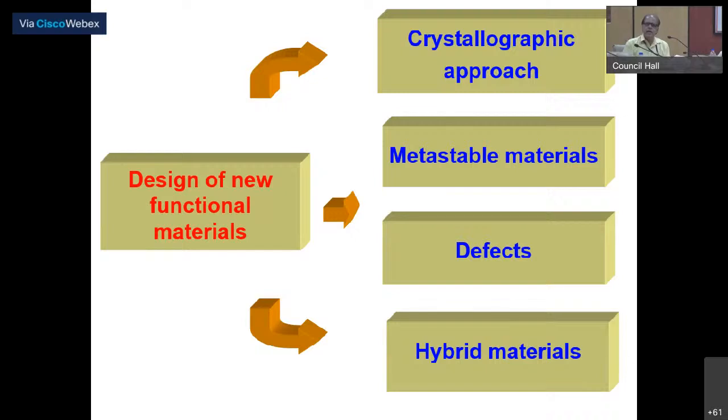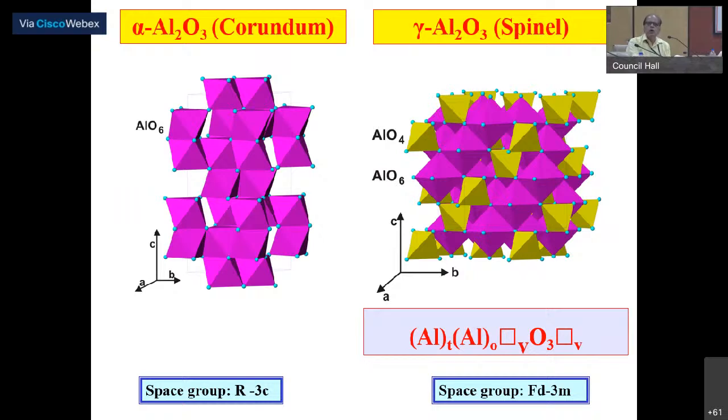So all these things are there. To some extent, our colleagues, our faculty members will be teaching you. I have chosen one example just to highlight the role of structure in functionality. Alumina, Al2O3, commonly has two forms: alpha Al2O3, corundum structure, and gamma Al2O3, spinel structure.